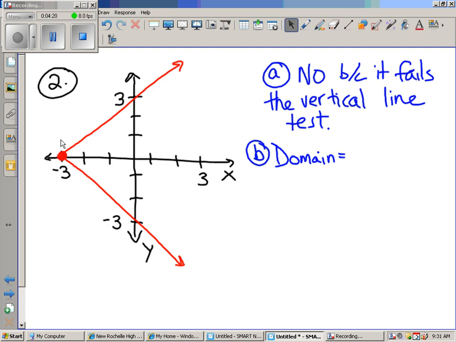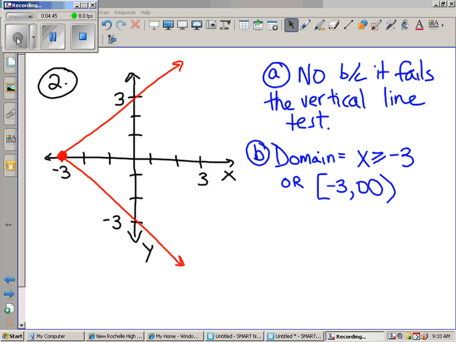That's the end. So the domain must therefore be the fact that x has to be greater than or equal to that point. Now you could say it using interval notation, or you could say it using set notation. Because we have a greater than or equal to sign, it's going to be a hard bracket. And it goes off to infinity. Soft bracket around that one.